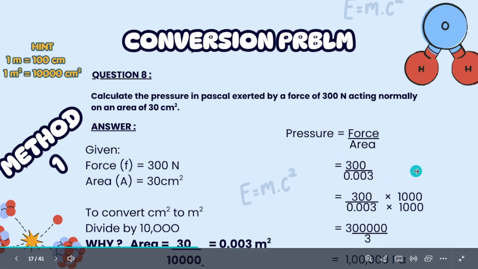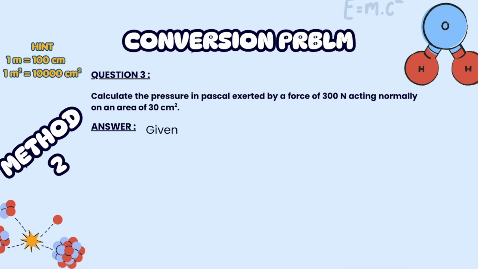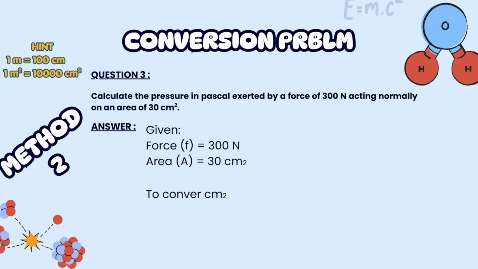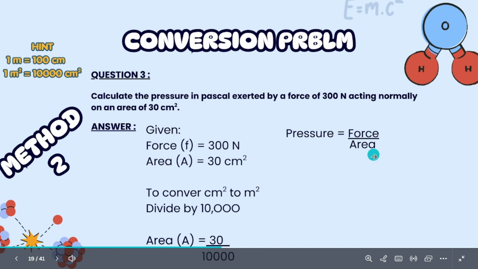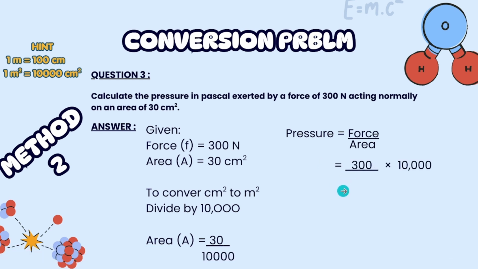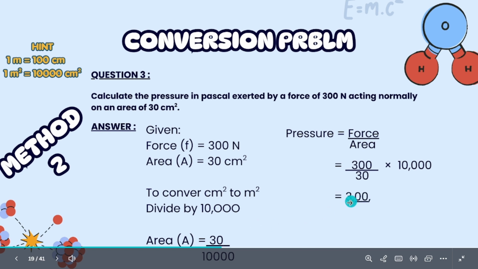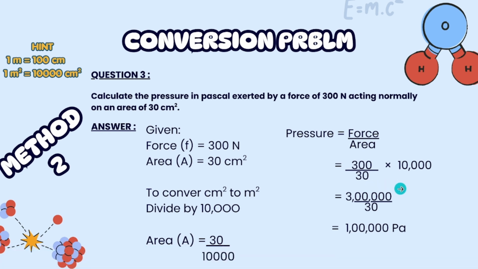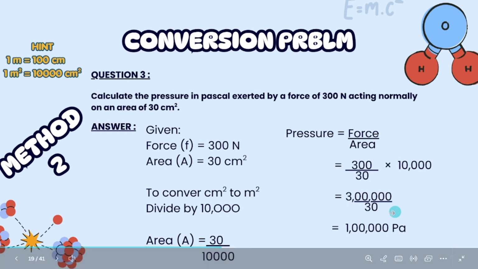You can even write Newton per meter square. Now, this is the second method, my favorite one, where we don't write in decimal form. Student friendly method, we just have to write 30 by 10,000 as it is in our formula. Let us see the formula. Pressure equals force by area. Force is 300. Area we are just flipping it. 30 goes in denominator and 10,000 goes in numerator. Now 300 into 10,000, nothing but 3 lakhs divided by 30, nothing but 1 lakh Pascal.